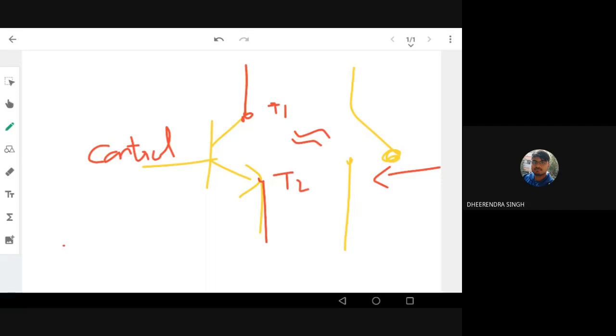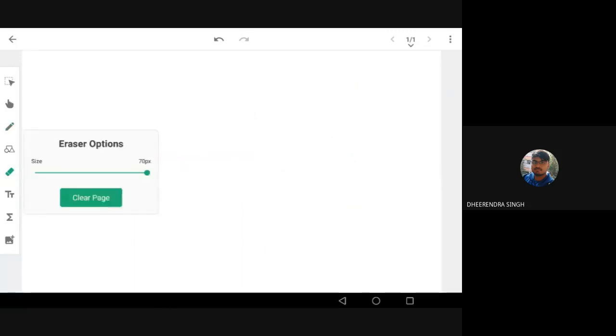Likewise, we have other applications of transistor like amplifier and filtering operations. There are some other applications too. We'll be discussing briefly about those applications. First of all, we should know the basic structure of a transistor.